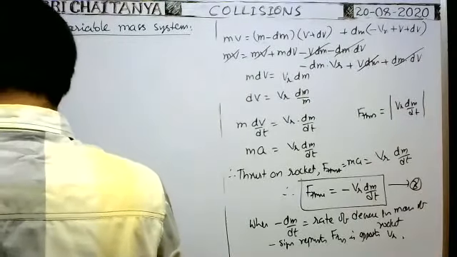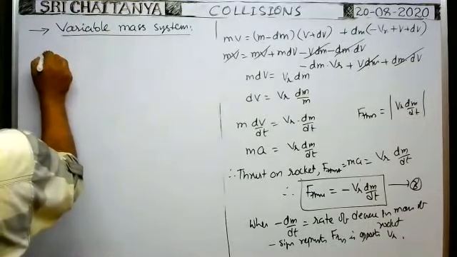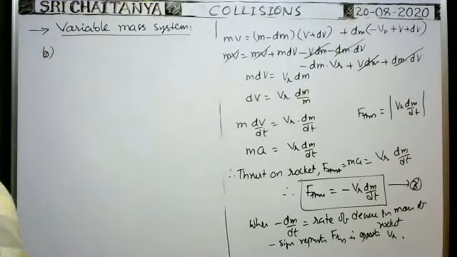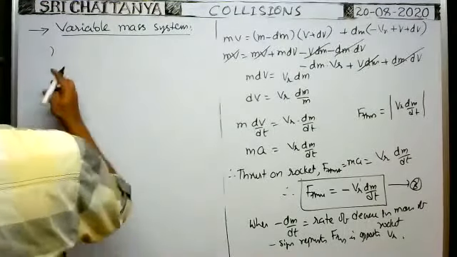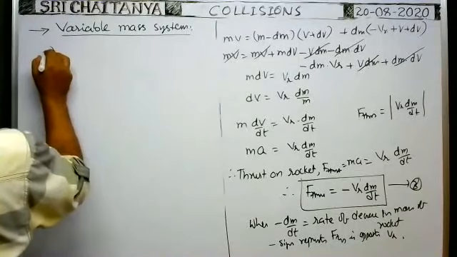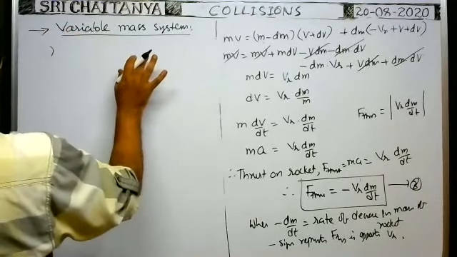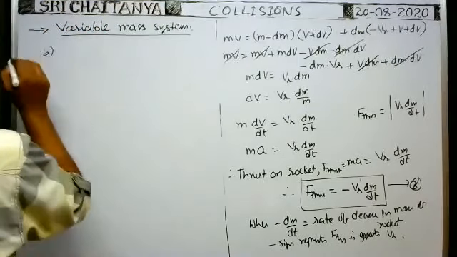So this is the thrust acting on the rocket. Next, the second one, in this B bit. Previously we have written the first one. Now this is the second case, related to a variable mass system: rocket propulsion, which we have taken. In that, the first point is over, now the second point, B.